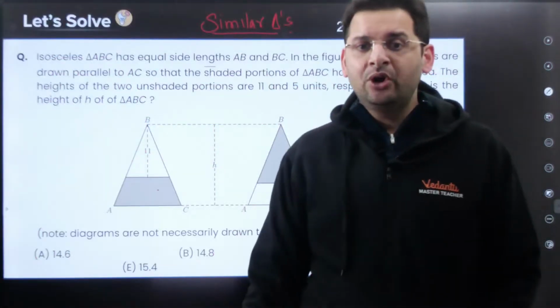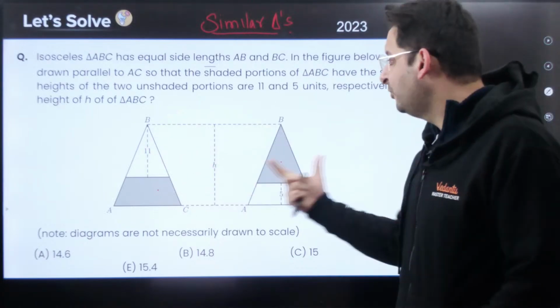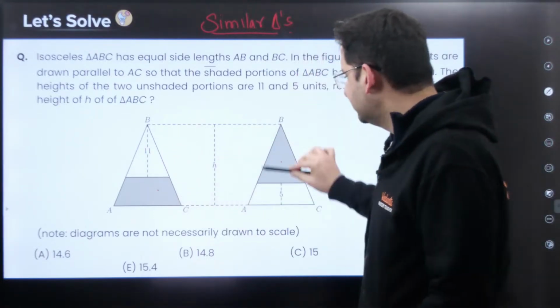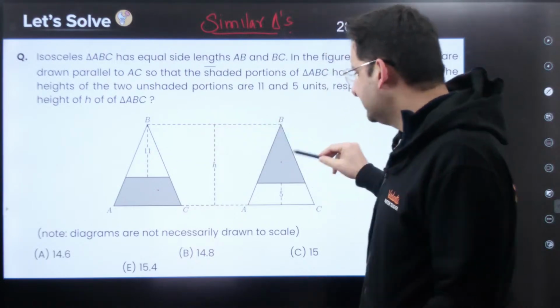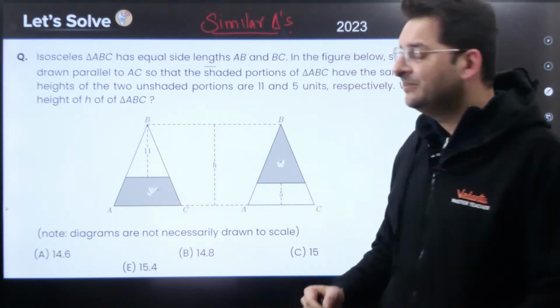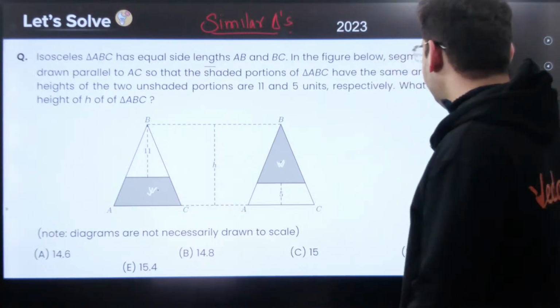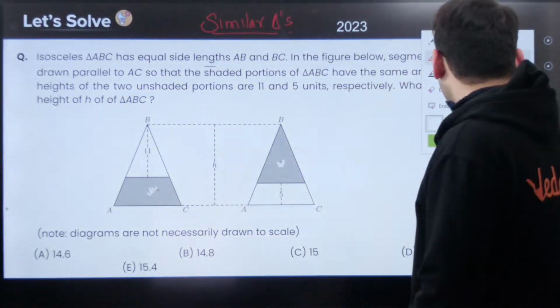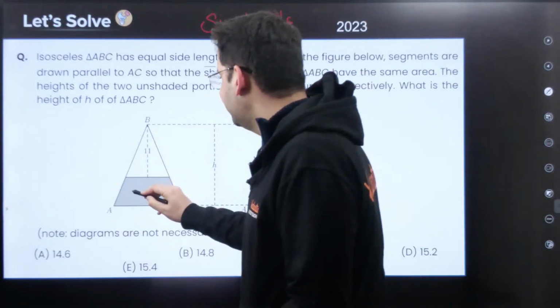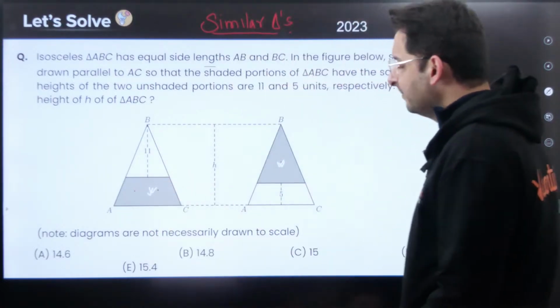Now guys, moving on to this question. So we have two triangles. This side is parallel to this side, this side is parallel to this side, this is 11, this is 5. It says this area and this area are the same. These have the same area. Now guys, let us try to find this area.